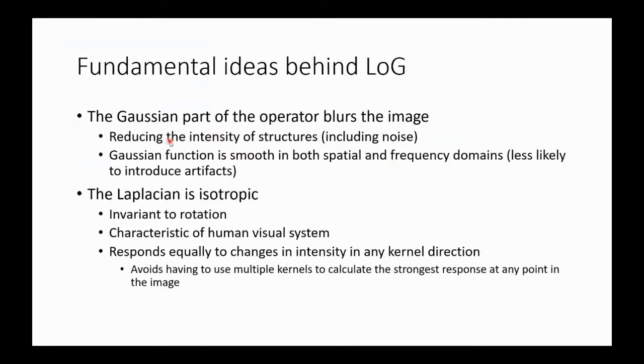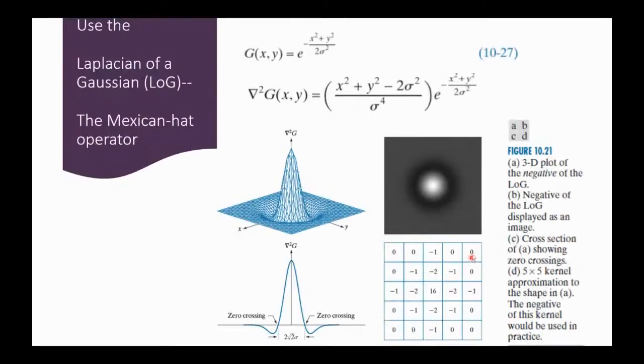So the Gaussian part of the operator blurs the image, reducing the intensity of structures, including noise. And the Gaussian function is localized in both spatial and frequency domains, so it's less likely to introduce artifacts. The Laplacian is invariant to rotation, and that's a characteristic of the human visual system, and responds equally to changes in intensity in any kernel direction. It's actually symmetric, not asymmetric. There are many symmetries here.